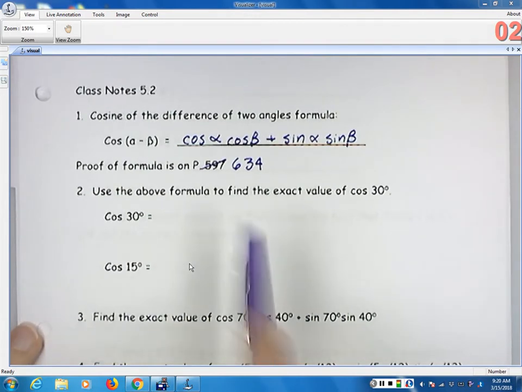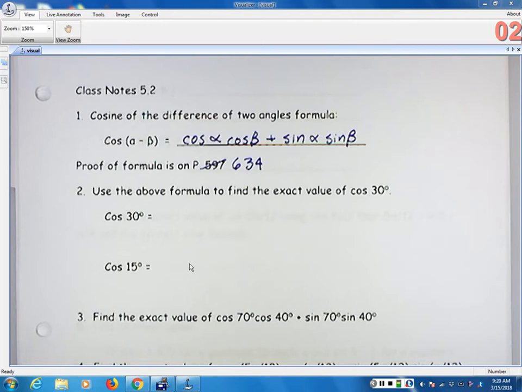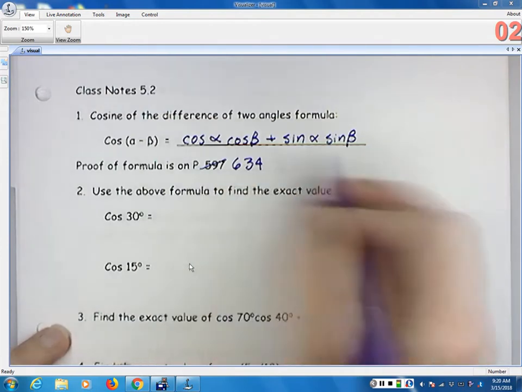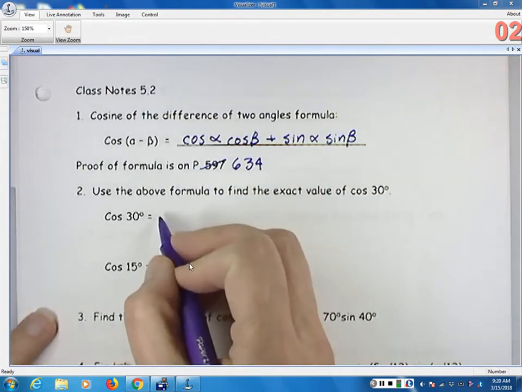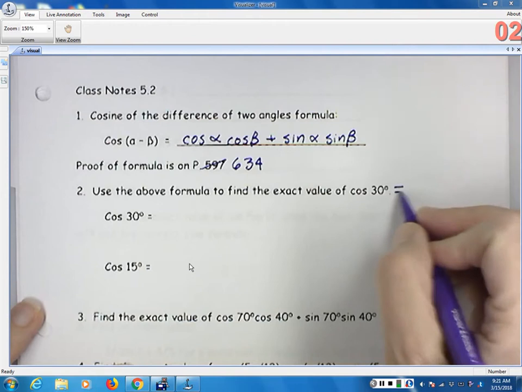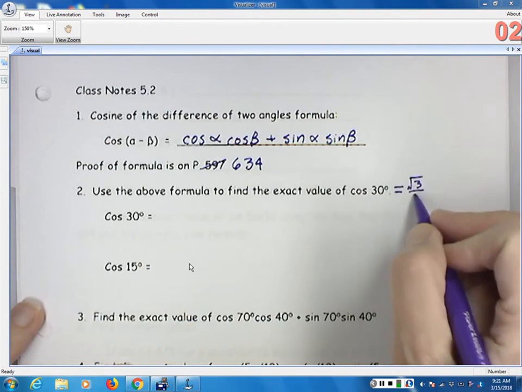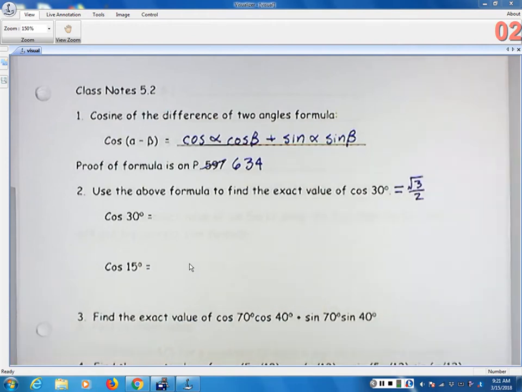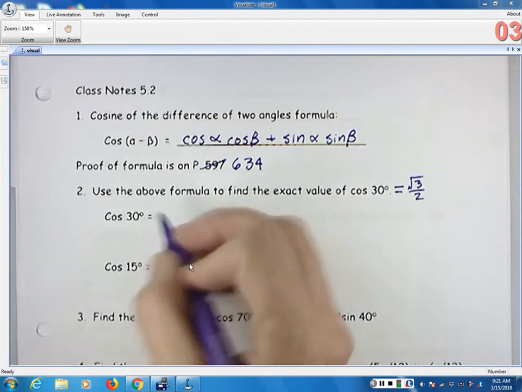So can you use the formula you're given? Let's use it to find cosine of 30. That is kind of a silly problem because we all know what cosine of 30 degrees is, but we're going to use this formula. Cosine of 30 is the square root of 3 over 2 if you look on a unit circle. So why do we do this? Well, we're just showing you that this works.